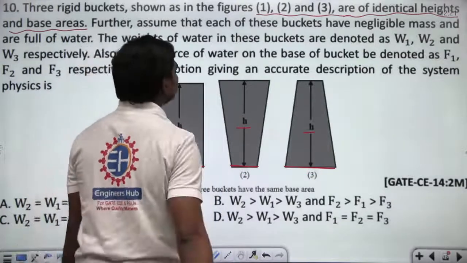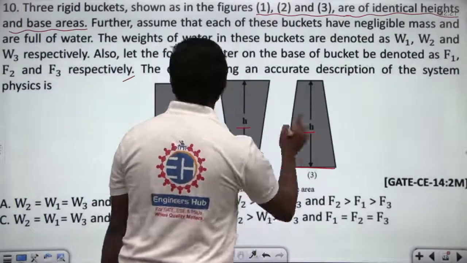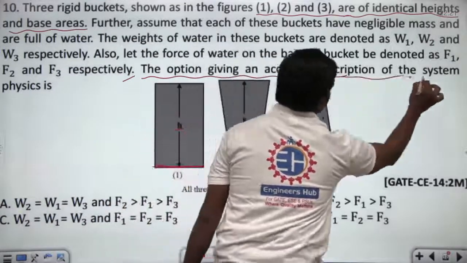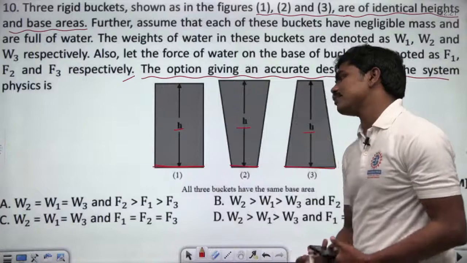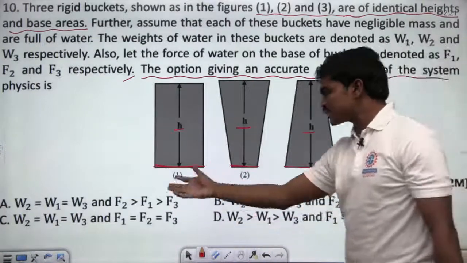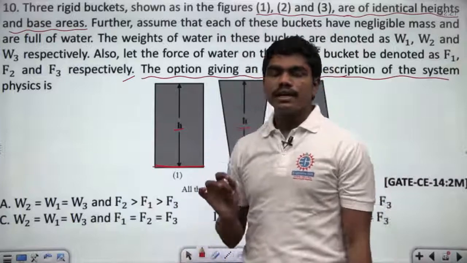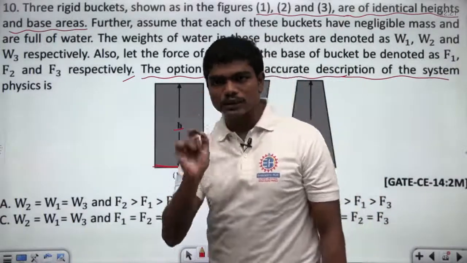Okay, the option giving an accurate description of the system physics is... So basically they are asking me about a comparison between forces on the base and also the weight of the water. So first tell me one thing. In hydrostatic law, I have told you something called the hydrostatic paradox.